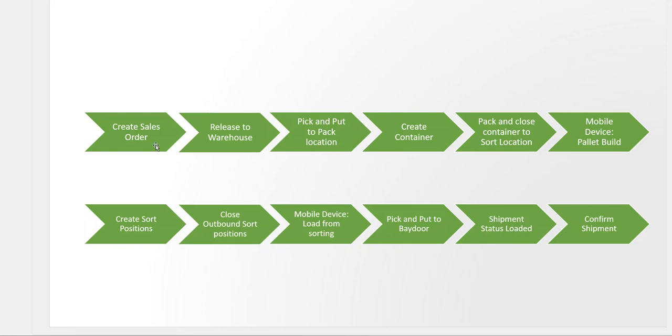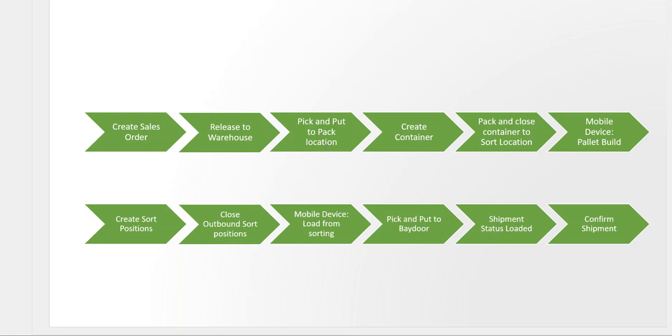In my example, I'm trying to break my pallets based on customers. So every new customer will have its own pallet associated in the sorting area. That's what we're going to use in this example. I've created four sales orders basically. I will show that in a minute, and then we'll release them to warehouse.